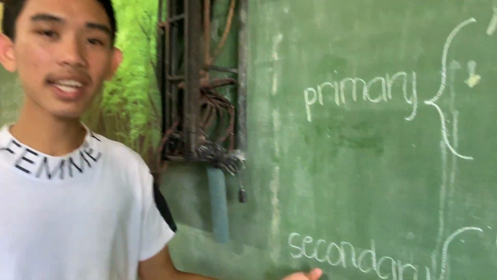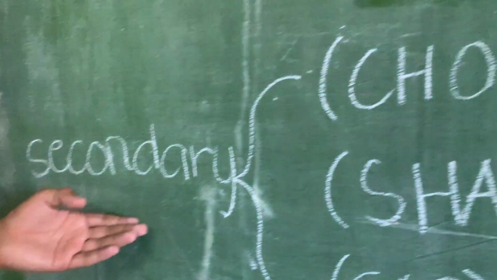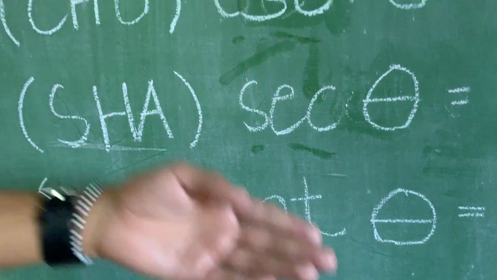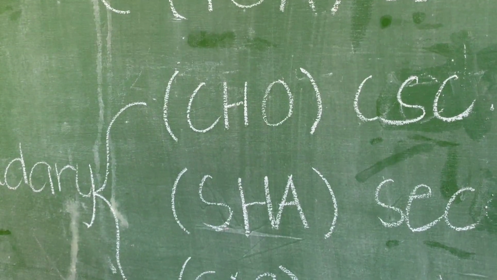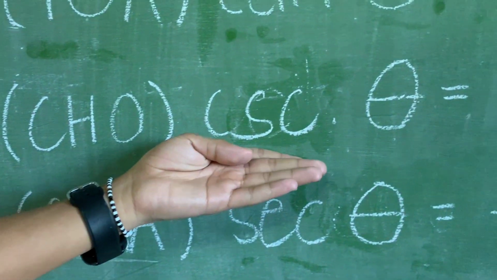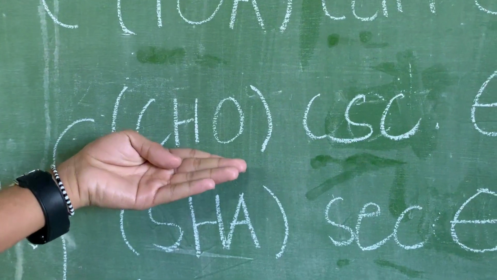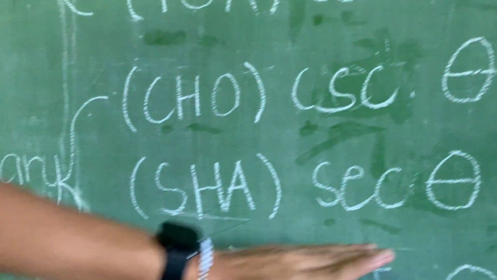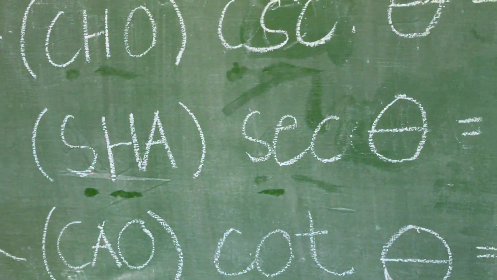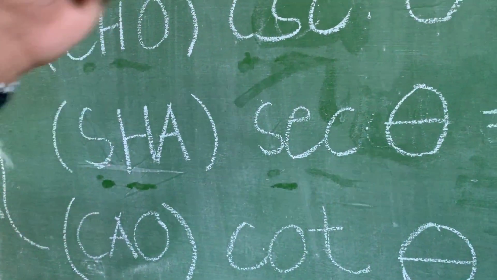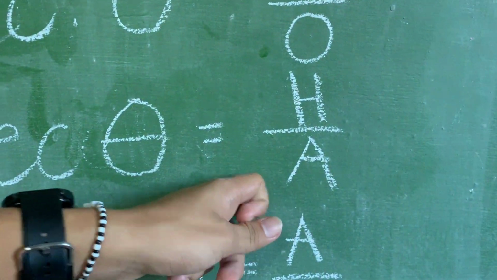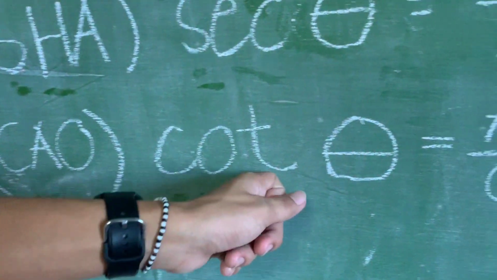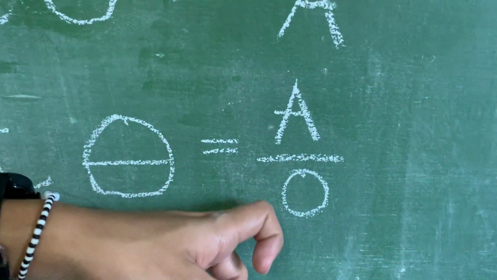Next is our secondary trigonometric ratios, which include cosecant, secant, and cotangent. For the cosecant, we can call it CHO, which stands for cosecant is equal to hypotenuse over opposite. For the secant, we can call it SHA, which stands for secant is equal to hypotenuse over adjacent. For the cotangent, we can call it COW, which stands for cotangent is equal to adjacent over opposite.